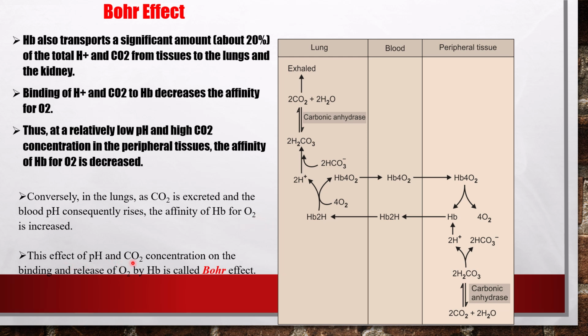This effect of pH and carbon dioxide concentration on the binding and release of oxygen by hemoglobin is known as the Bohr effect. In this diagram also we can see it. What is happening in the peripheral tissues? This is the oxygenated hemoglobin. Because oxygen pressure is low in the peripheral side, oxygen is downloaded. Hemoglobin gets freed and is immediately caught by H+ ions, which are released because carbon dioxide is in higher concentration due to metabolic activities. Cellular respiration is happening, so there is continuous production of carbon dioxide.